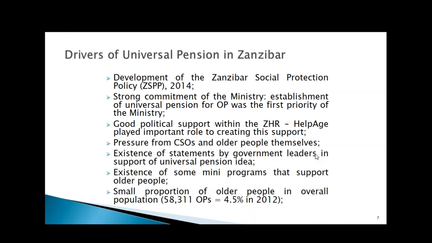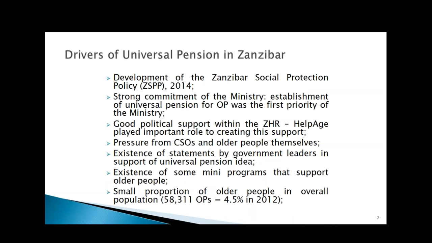But then, of course, we had the existence of strong political statements by government leaders. For example, if you look at the history of Zanzibar, every president in Zanzibar has been talking in one way or another about supporting older people. And actually these CSOs, civil society organizations, were using these statements to tell them that the government has been showing goodwill since independence to implement these kinds of schemes. But unfortunately, we had no policy, or no other tools, to make sure that the stories become realities.